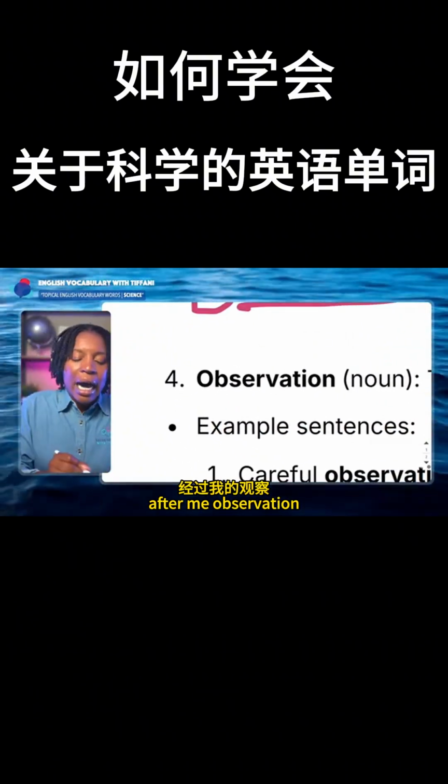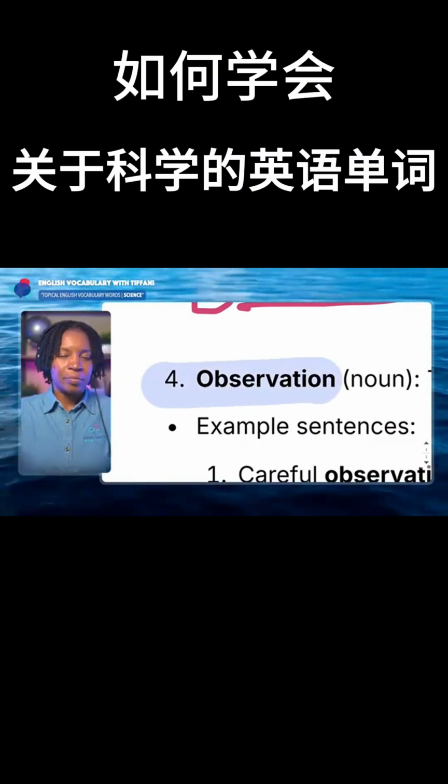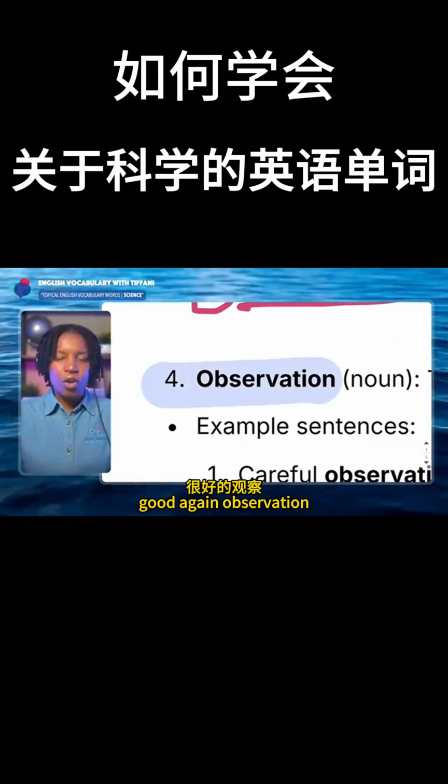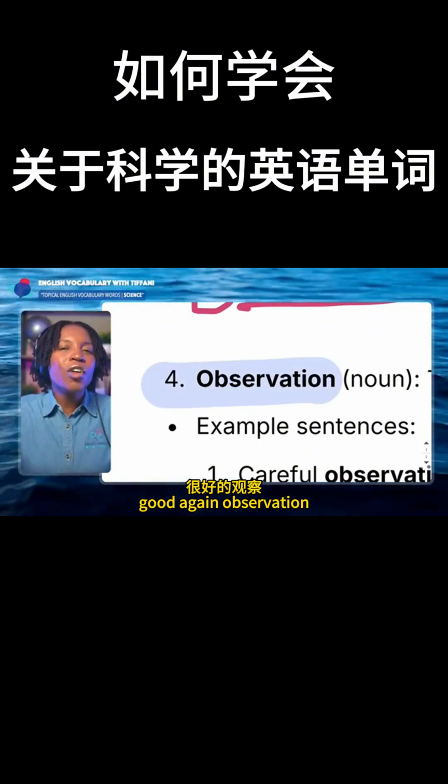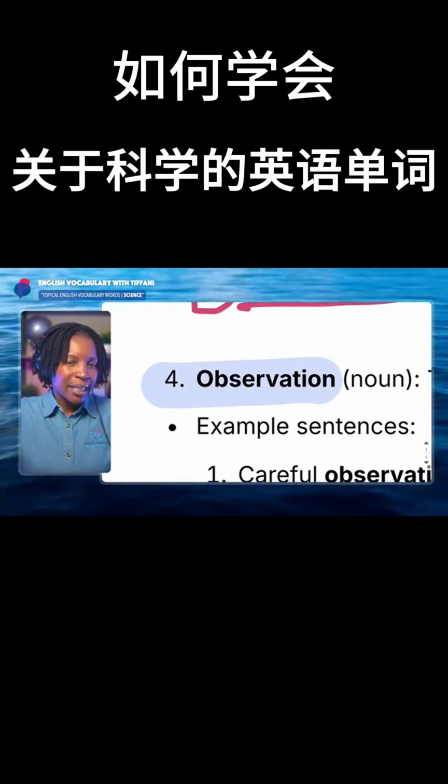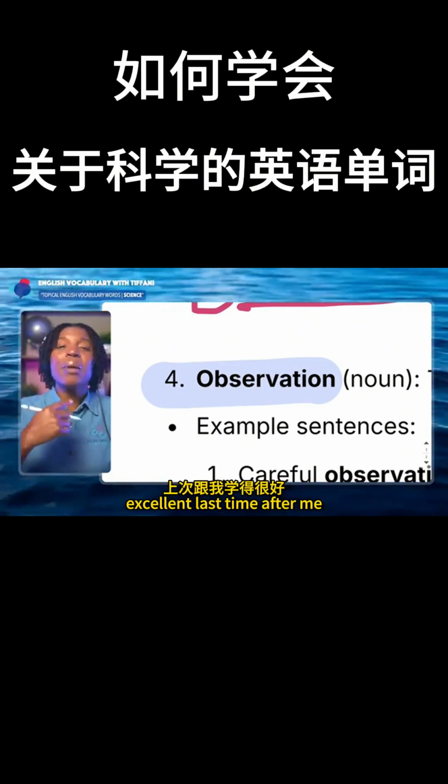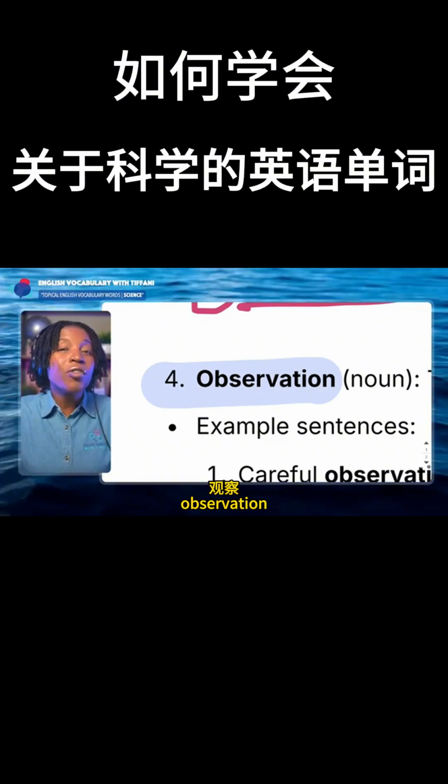After me, observation. Good. Again, observation. Excellent. Last time after me. Observation.